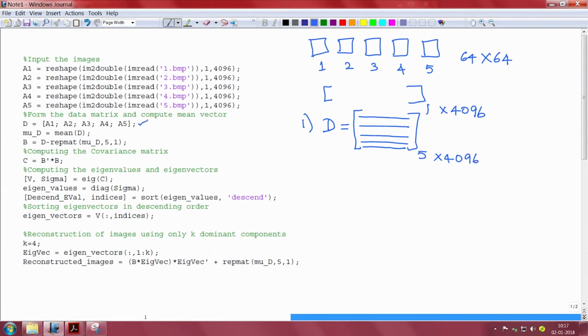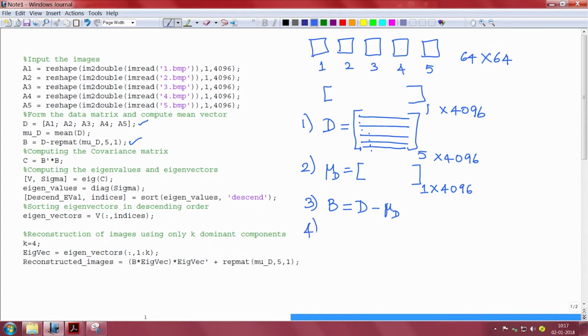That is performed here. The second step is to compute mu D, that is the mean vector along each of the dimensions present in D. So, mu D is a row vector of dimension 1 by 4096. The next step we perform here is to make the data matrix 0 mean. For this purpose, we create matrix B, where we subtract the mean mu D from the data matrix D. So, the data matrix B now has 0 mean.